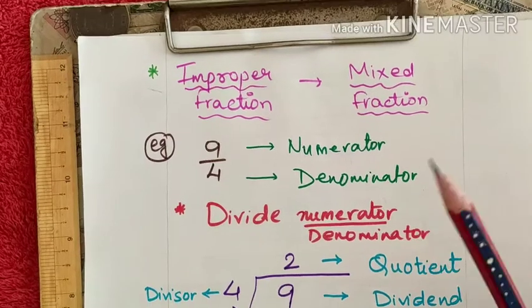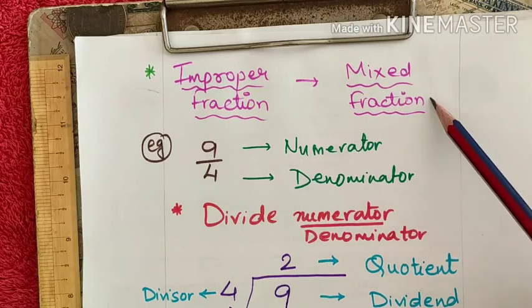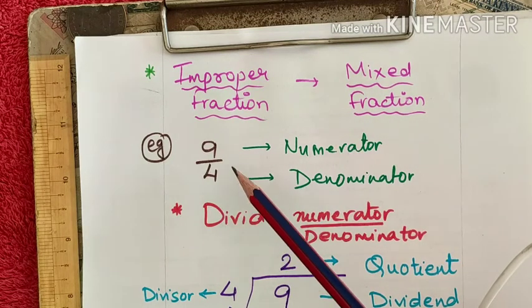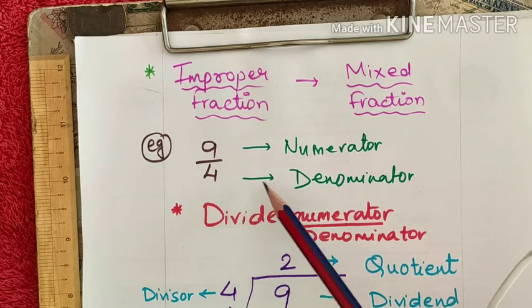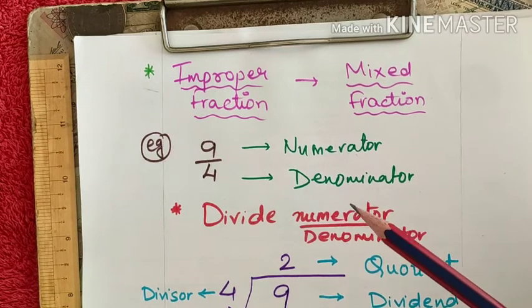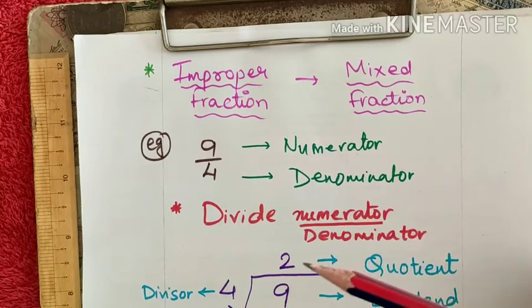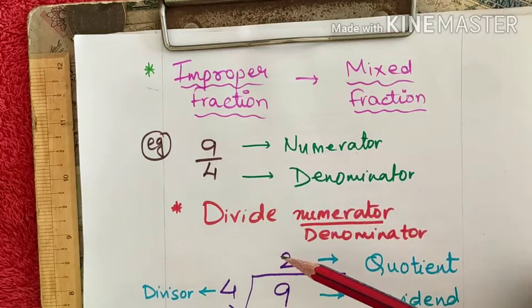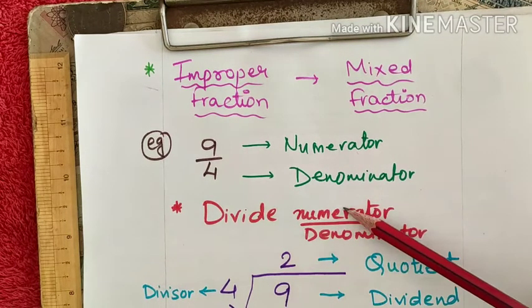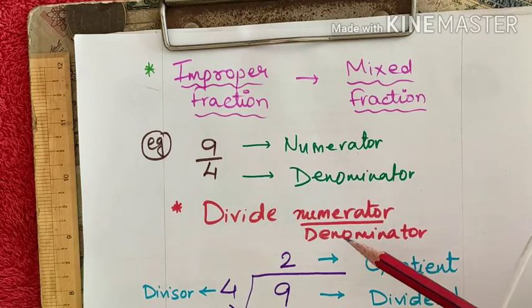Okay, next, now we will convert an improper fraction into a mixed fraction. We have taken an example, 9/4. As you all know, 9 is the numerator, 4 is the denominator. Now what is the rule that we are going to use? We have to divide the numerator by the denominator. It's as simple as that. You have to divide the numerator by the denominator.